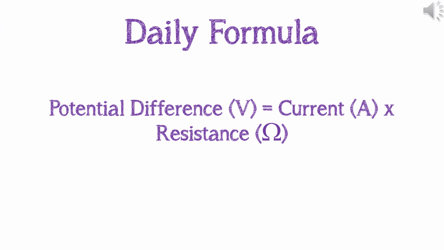Quick reminder of our daily formula: potential difference in volts is the current in amps times the resistance in ohms.